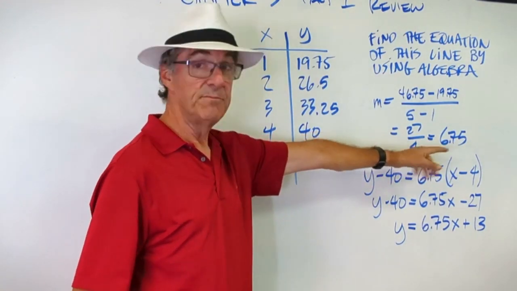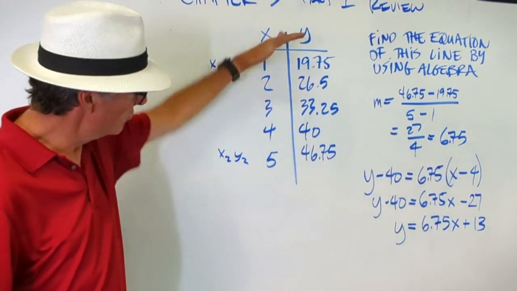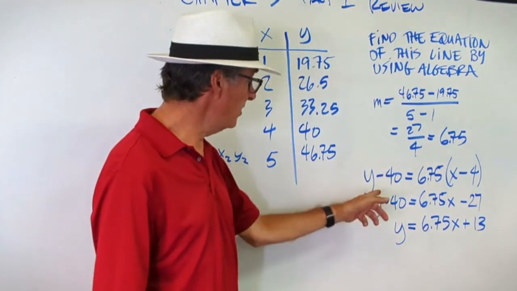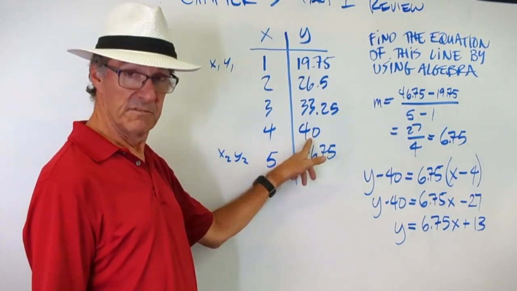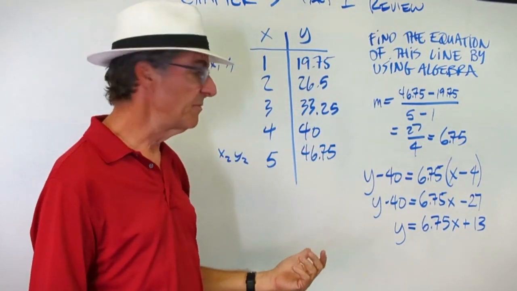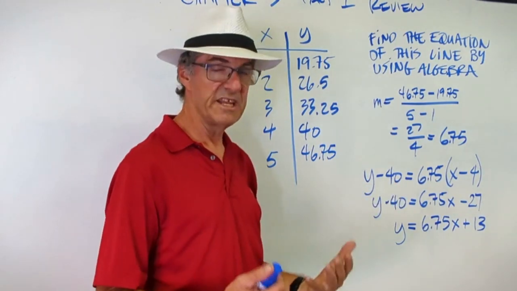Remember, I have my slope, my gradient, and I have a whole raft of points I can use. Any one of these points will work just fine. So I did my plug-in. I used this one because the rest of these have decimals, and I like to do things in my head, so 40 is something a whole lot easier to manage.